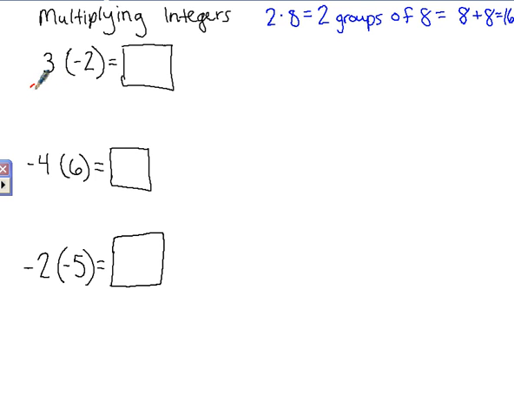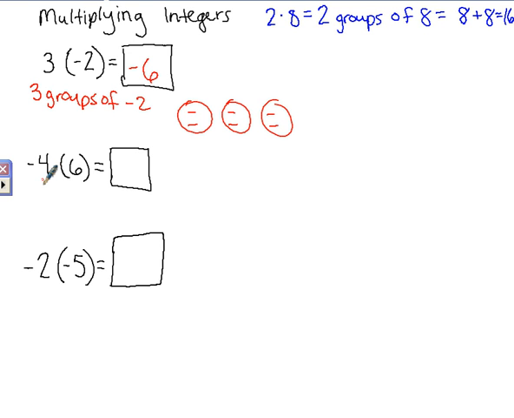Now we have 3 groups of negative 2. So if I drew my picture, I'd say I have 1, 2, 3 groups, and in each one there are 2 negatives. So I have a total of 6 negatives.